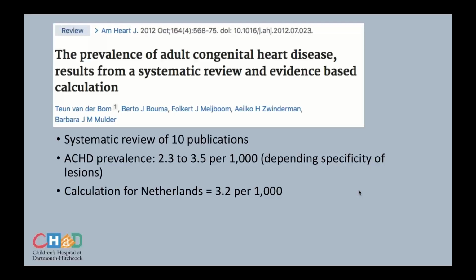So one of the more recent ones from 2012 by Vanderbaum et al. was a systematic review of 10 publications. And as you can see, there's 10 publications compared to our prevalence data for all congenital heart disease, which includes things like 260 publications. So much fewer publications out there on ACHD numbers. And they quoted a prevalence of about 2.3 to 3.5 per thousand. And this varied depending on how many of those non-specific lesions are actually included in those estimates. And then this paper actually did a specific calculation for the Netherlands based on population, and this gave a prevalence of about 3.2 per thousand.